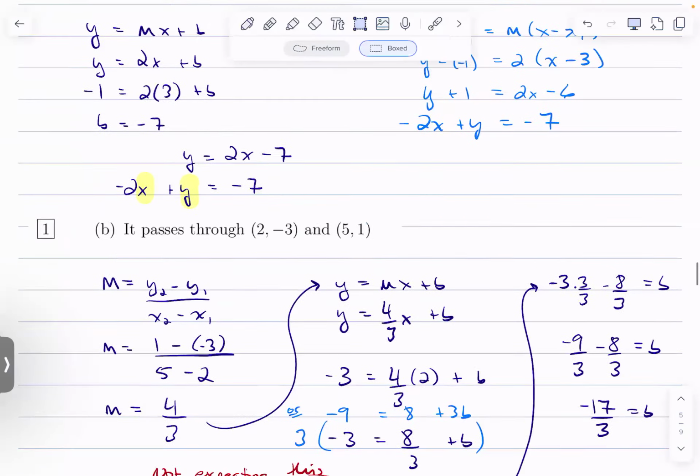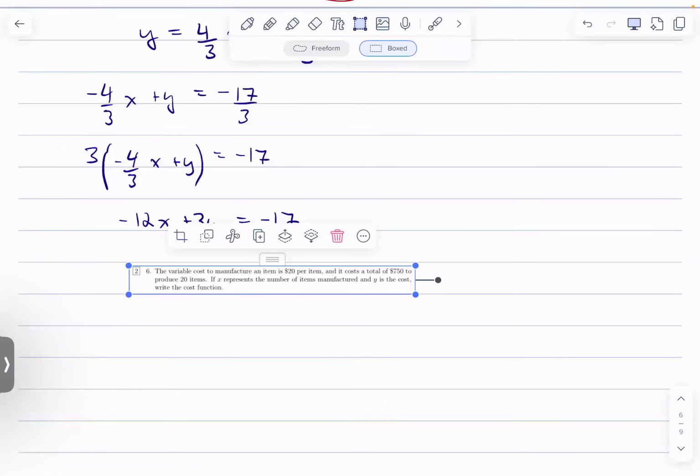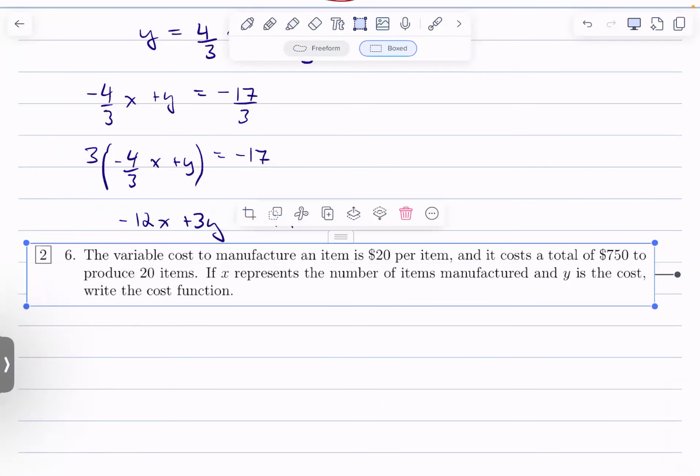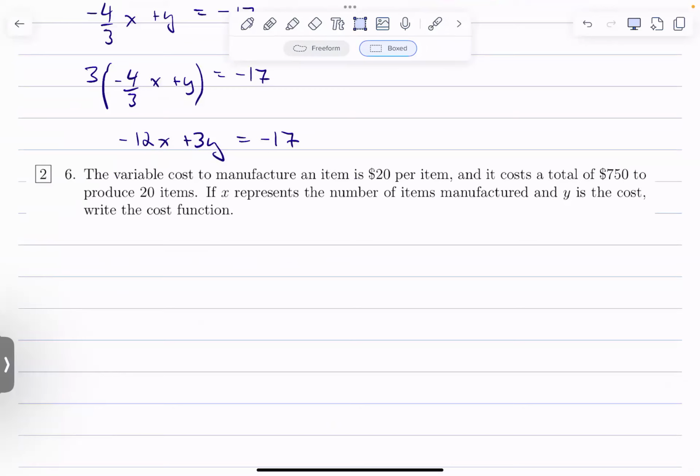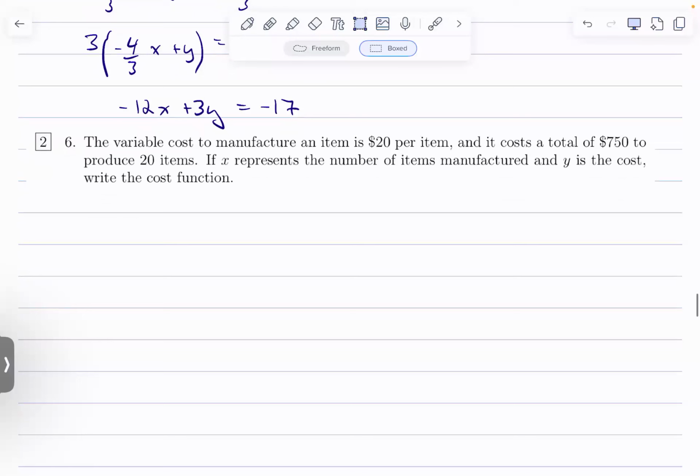So now we move into our word problems. We're going to create linear functions. They're the same as what we've been doing, right? We need to either find 2 points, or we have the slope and we have a point, and we can create the equation of the line. And so the variable cost to manufacture an item is $20 per item. And it costs a total of $750 to produce 20 items. If X represents the number of items manufactured and Y is the cost, write the cost function.